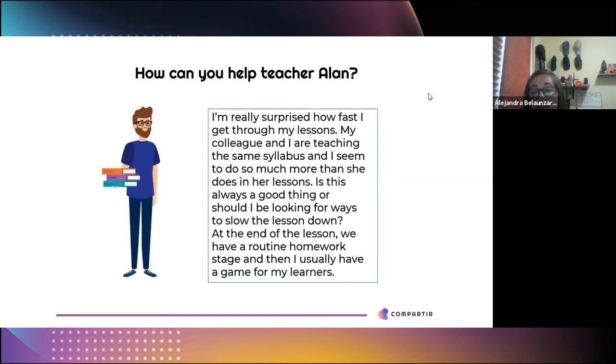Take more time to practice with the students. Yes, okay, so probably teacher Alan is going too fast. Probably he's not asking for enough feedback. He's probably not having enough communicative practice. And also what we said, it's important to use at some points the reward system. Like what we said, at the end of the lesson, I usually have a game for my learners. If I do this, at some points probably the students are working too fast so that they can get to the game. So I have to keep this in mind too.